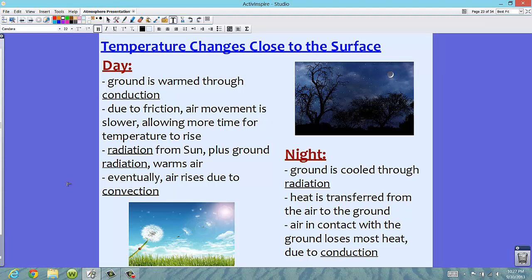Now at nighttime, remember we don't have that radiation coming in from the sun. And at night, the ground is actually cooled through radiation. We saw that with the long wave radiation leaving the Earth's surface. Now heat is transferred from the air to the ground directly above. And that air in contact with the ground loses the most heat due to conduction. So that ground air is going to lose a lot of heat because of conduction. And again, once it loses that heat, it becomes a little bit cooler. So temperature changes close to the surface do differ between day and night, and if you go back into the energy budgets for each individual one, that will help you determine why and what's going on at the surface.